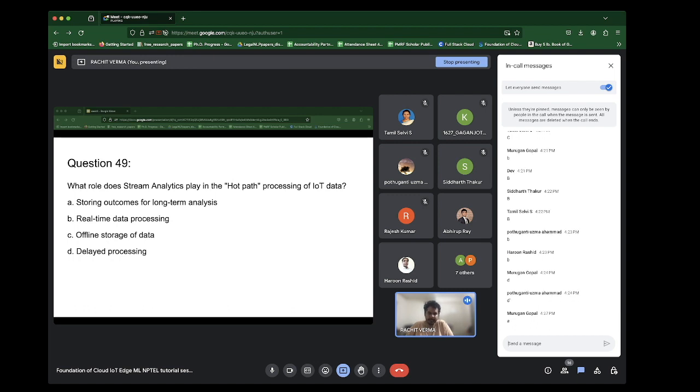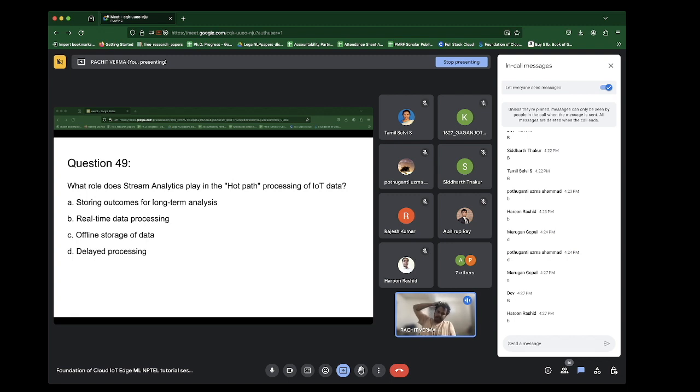Stream analytics. It is D, real-time data processing. Okay. Fine. So B is the correct answer. All of you are saying B, so no need to explain anything. Storing outcomes for long-term analysis, or B, real-time data processing. The answer is B, real-time data processing.